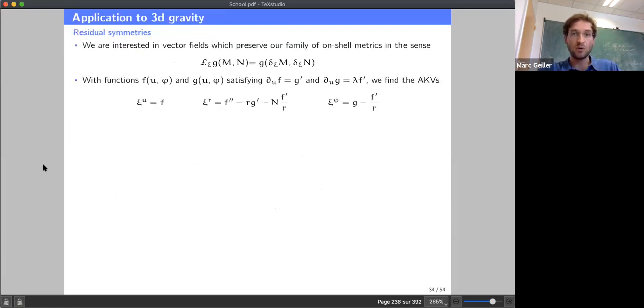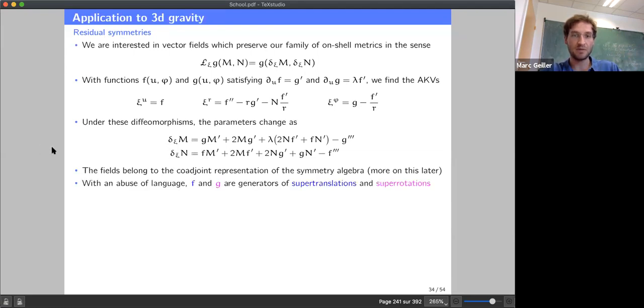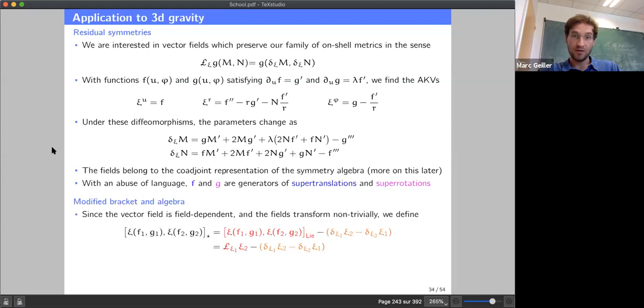Then we looked at the residual symmetries. We defined these as the symmetries generated by vector fields which preserve our family of metrics in the sense of the first equality given here. Then we derived the transformation behavior of the fields of the on-shell metrics M and N under these diffeomorphisms. We said that F and G were actually, with a slight abuse of language, but this will be more explicit later, called super translations and super rotations.